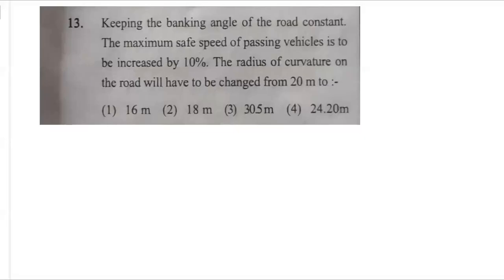Hi. Okay, next doubt. Keeping the banking angle of the road constant, which means theta is constant. You need to remember this is circular motion. The maximum safe speed, Vmax, of the passing vehicle is to be increased by 10%. Remember, I have told you this when collecting the data.